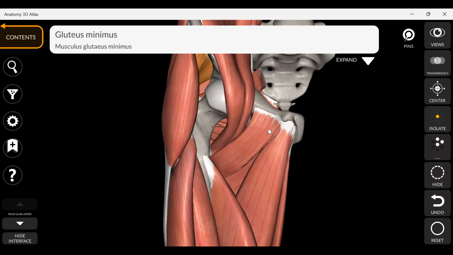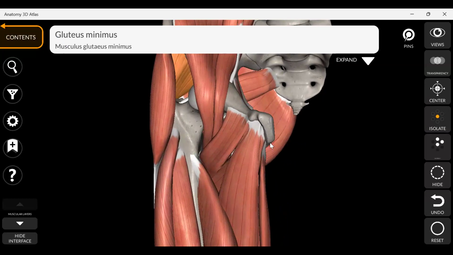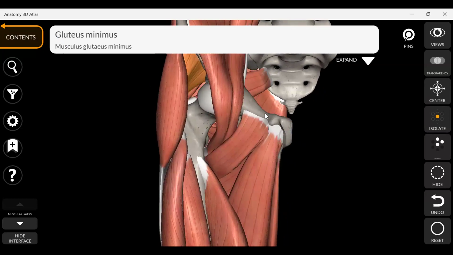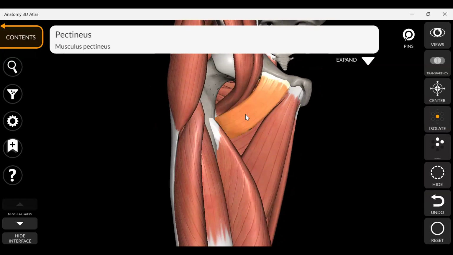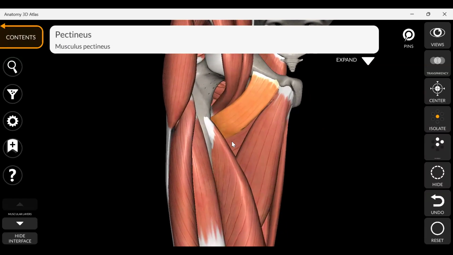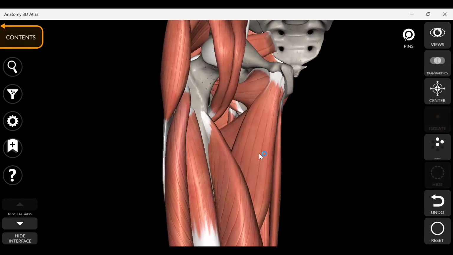So see this muscle. You have seen the pectineal line over the humerus. Here there is also a pectineal line, and this muscle is known as pectineus. So pectineus muscle we will be able to see in the medial portion, along with three adductor muscles at the medial portion.